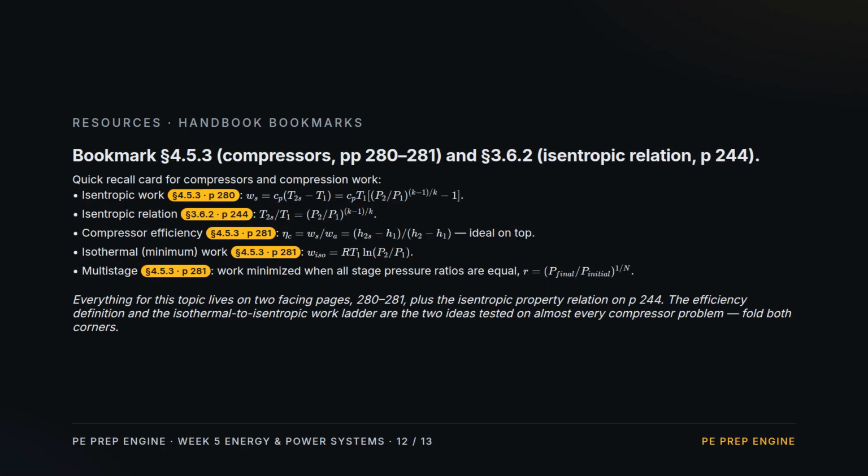Bookmark the compressor pages. The isentropic work, Cp times the temperature rise, with the pressure ratio bracket. The isentropic property relation that sets the exit temperature. The compressor efficiency, ideal over actual, ideal on top. The isothermal minimum work with the natural log. And multi-stage, work minimized when every stage pressure ratio is equal. Almost the whole topic sits on 2 facing pages, plus the isentropic relation.